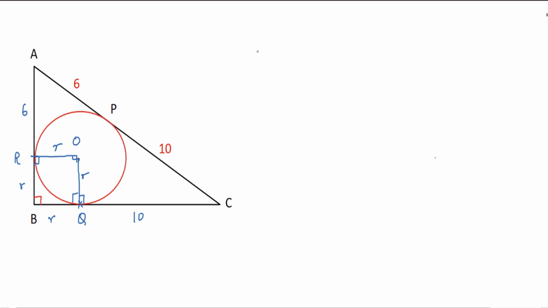So from here we can write the area of triangle, that is 1 by 2, base, that is BC, multiplication height, that is AB. So if we put all the values, it will be given as 1 by 2 times, and BC will be 10 plus r and AB will be 6 plus r. So here our objective is to find out the value of r. And if we find out the value of r, we will put this value over here. In this manner we will find the exact area of this right angle triangle.